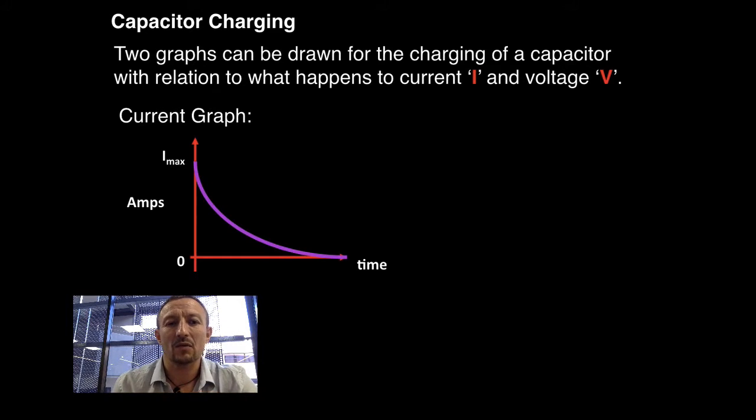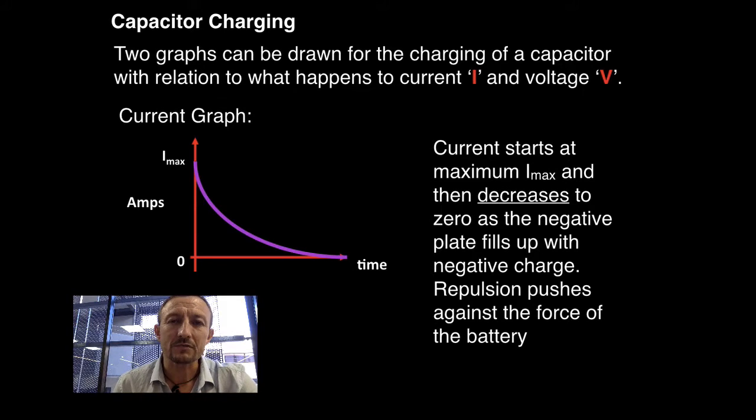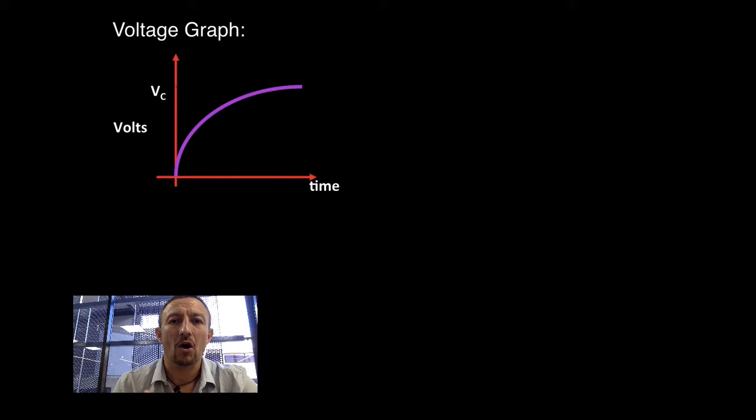So as a result, we get an inverse curve which is generated, as we can see on the graph here. So to recap, we get a massive flow of charge right at the beginning, but this decreases as time goes on due to the repulsion of the charges which are fixed on that plate until eventually it gets down to zero. So that looks at the current. What happens with the voltage? Well, the voltage is the opposite.